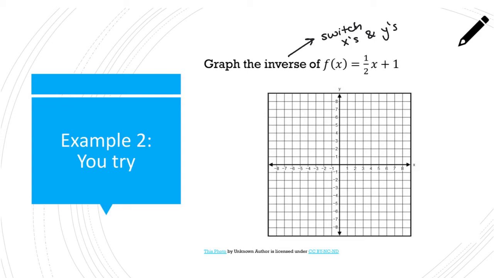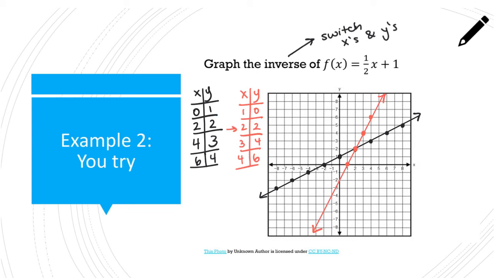All right, so here we have, in the black line, my original function. Now, when I did this, I plotted the y-intercept of 1, and then I went up 1 over 2, up 1 over 2 to graph the rest of the line.